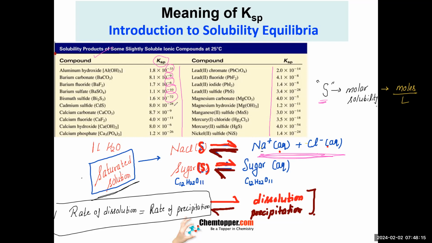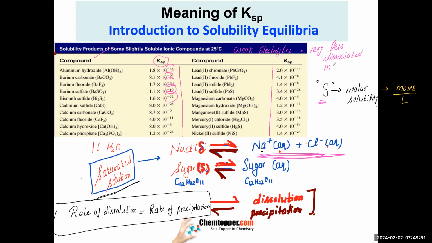Okay, so this Ksp is a very low value, so they are not dissociated. They are very less dissociated. So we can call them weak electrolytes. They are ionic solids which are weak electrolytes. Weak electrolytes means, look at the Ksp value, very low, very less dissociated into ions.